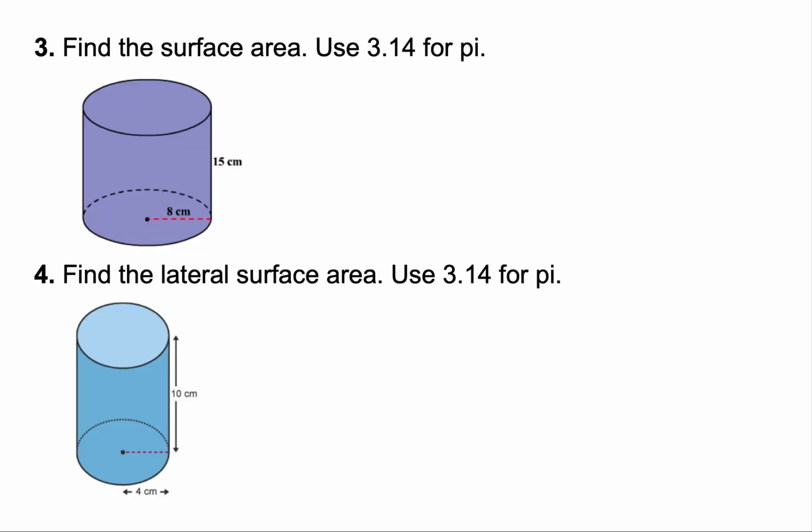Okay. Here are two to try it on your own. Notice for number 4, that says lateral surface area. For that lateral surface area, it's just the second part of your formula. So that's the 2 times pi times radius times height. For this one, you need the whole thing. The first one's surface area. So 2 times pi times radius squared plus 2 times pi times radius times height. Go ahead and pause the video and try these two problems on your own.